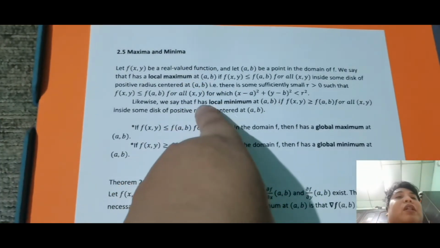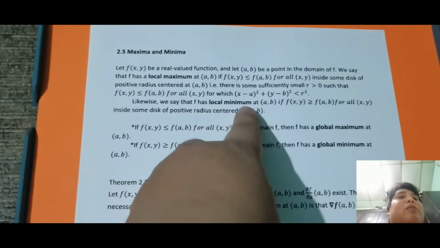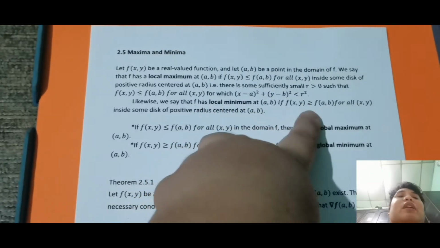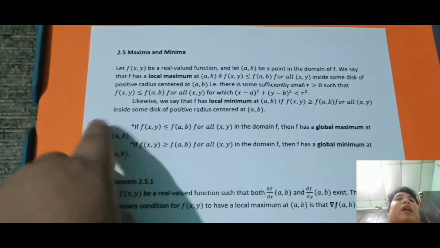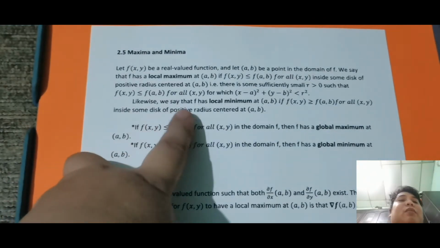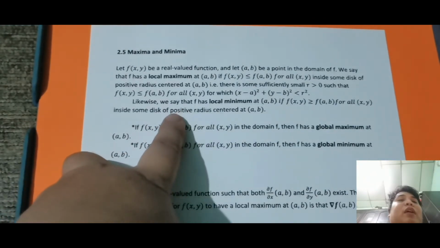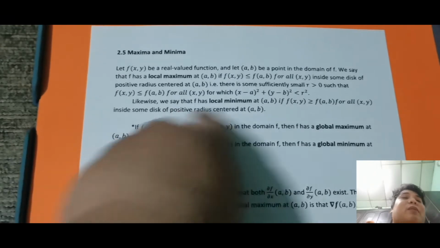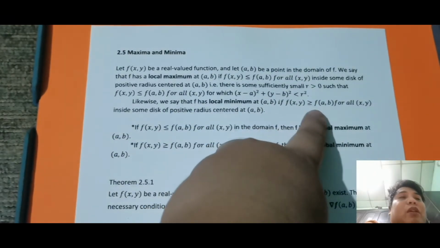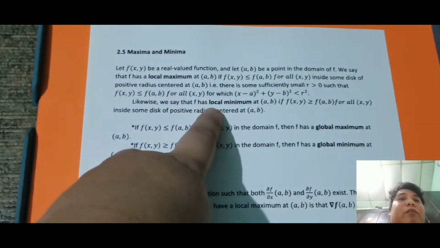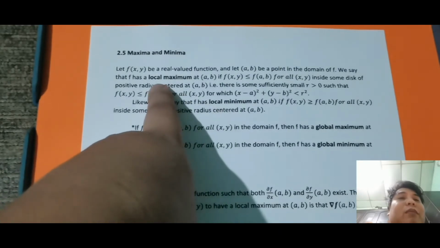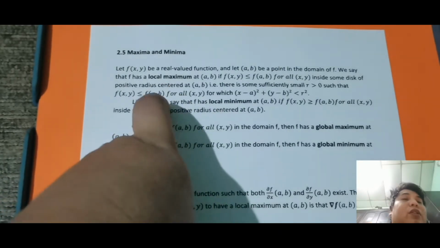Now, likewise, we say that f has a local minimum at a, b if f of x, y is greater than or equal to f of a, b for all x, y inside some disk of positive radius centered at a, b. Okay, so kung mas mataas naman yung f of x, y sa f of a, b, automatic meron kang local minimum. Pag mas maliit, automatic may local maximum. So, tandaan yung dalawang term na yan.